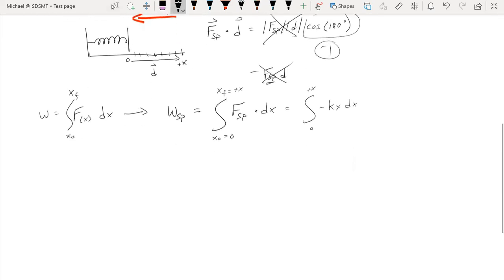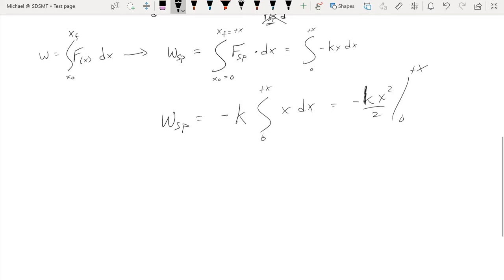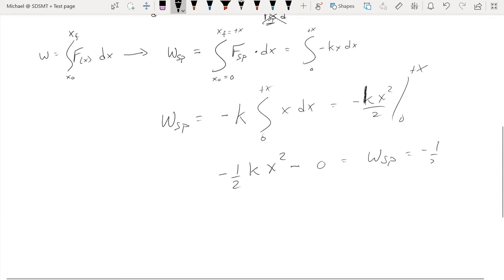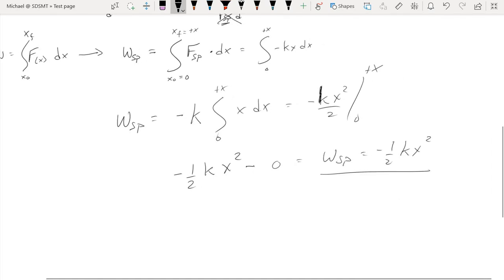All right, so k is a constant that can be brought out front along with the minus sign. So we have a minus k, and then the integral of x with respect to itself becomes x squared over 2. So we have minus k x squared over 2 evaluated at our limits. When we plug in x, we get x squared, but we still have the minus 1/2 k out front. And then we have to subtract the same evaluation at 0, but that's just going to make 0. And so there's the work done by the spring as we go from the equilibrium position out to positive x.